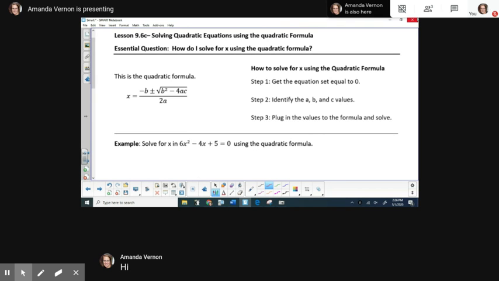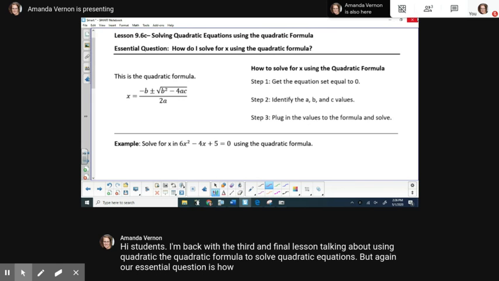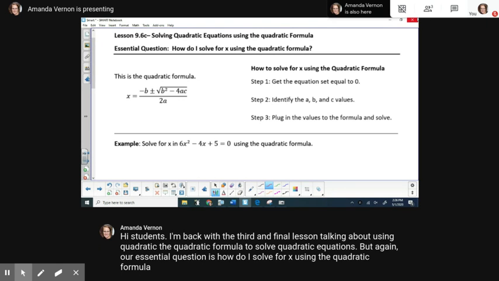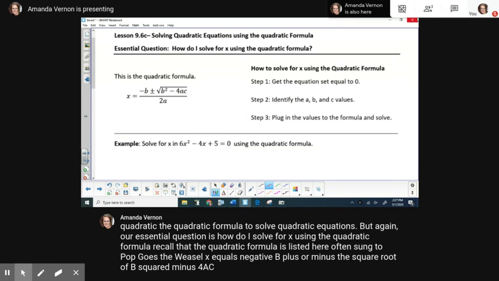Students, I'm back with the third and final lesson talking about using the quadratic formula to solve quadratic equations. So again, our essential question is, how do I solve for x using the quadratic formula? Recall that the quadratic formula is listed here, often sung to Pop Goes the Weasel. X equals negative b plus or minus the square root of b squared minus 4ac all over 2a.